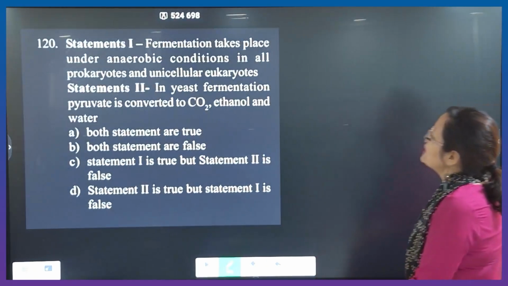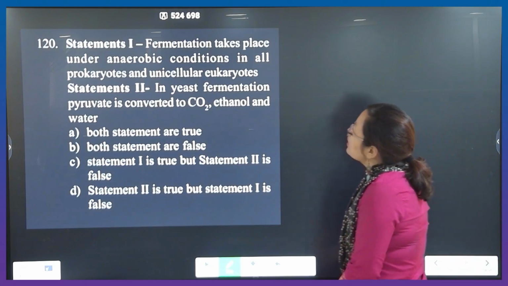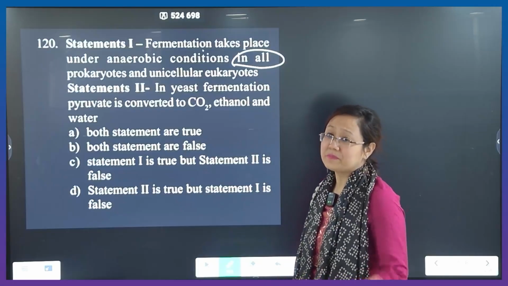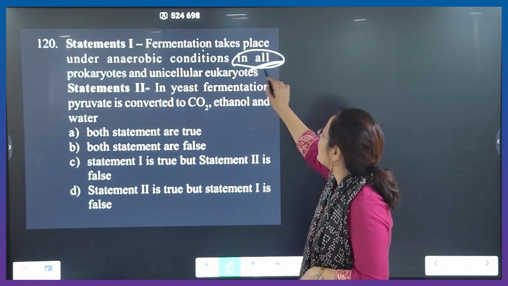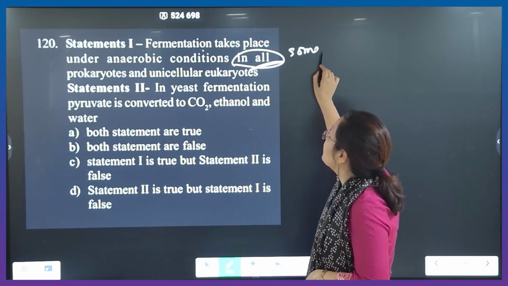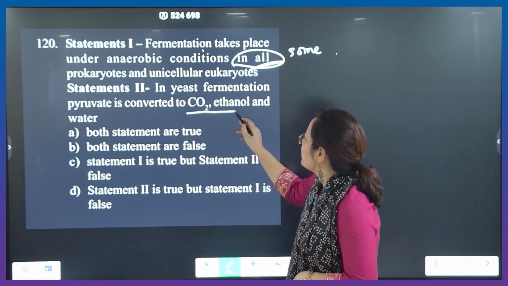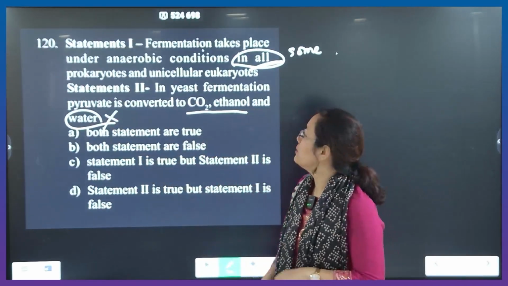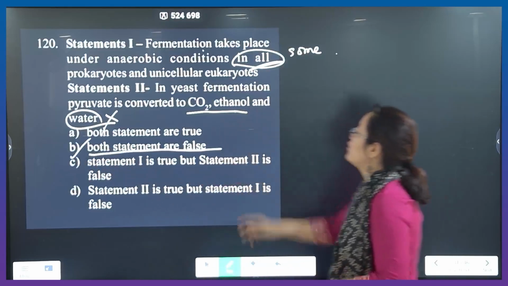120. Fermentation takes place under anaerobic condition in all prokaryote and unicellular eukaryote. In all prokaryote, fermentation is not possible. Prokaryote can have aerobic as well as anaerobic, so 'in all' is not possible. It can be in some. In yeast fermentation, pyruvate is converted to carbon dioxide, which is possible, and ethanol is possible, but not water. Water is not formed. Water will be formed only in aerobic respiration. So both statements are false.